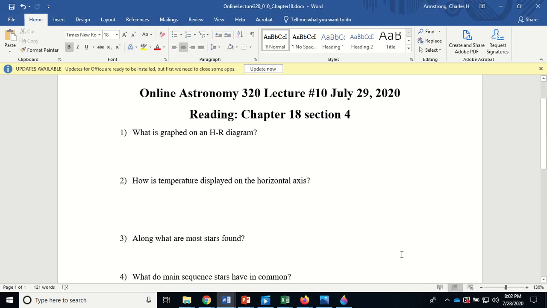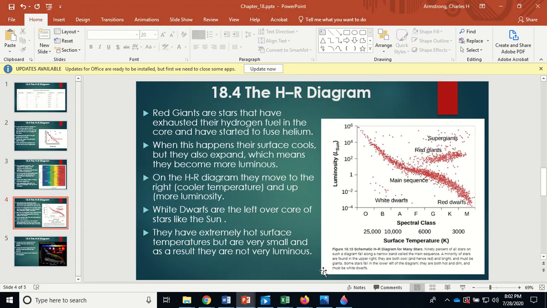Okay, how is temperature displayed on the horizontal axis? It's displayed as decreasing from left to right, so it's opposite of what you might be familiar with. Okay, the numbers aren't increasing from left to right. They didn't go 3,000 down here and 25,000 over here. They went 25,000 over here and 3,000 over here. So they're decreasing from left to right.